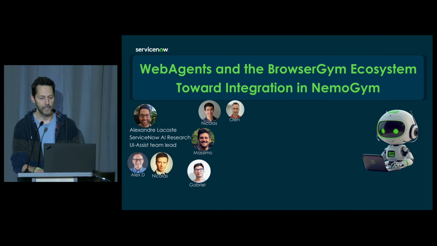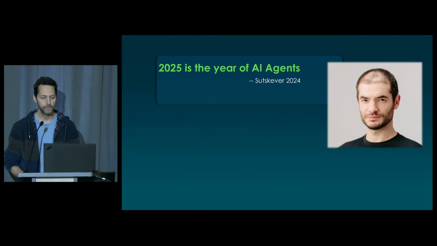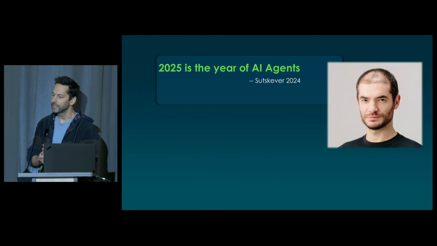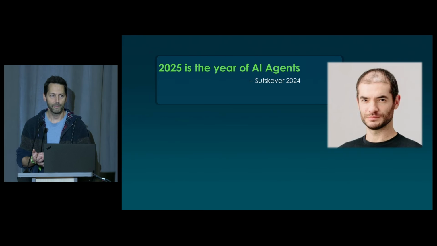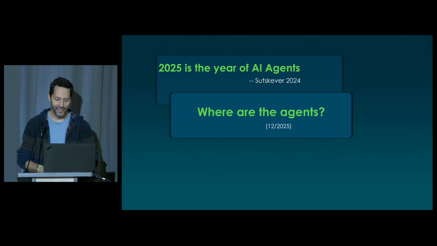All of the work presented here is done with my team and an extensive amount of collaborators that contributed to open source code. So last year at NeurIPS, there was a keynote talk by Sutskever that was stating that 2025 will be the year of the agents. We're one year later. Where are the agents?